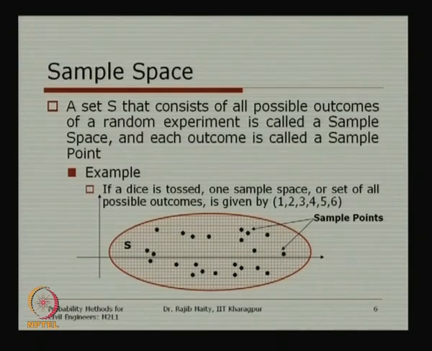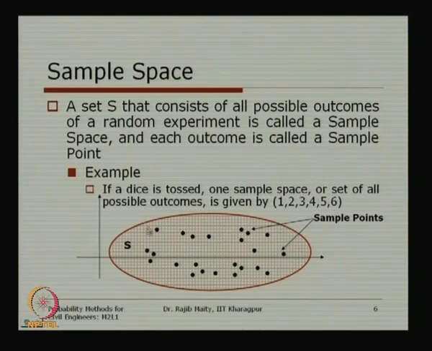First, one important terminology that we should understand clearly is sample space. A set, generally designated as a capital S, that consists of all possible outcomes of a random experiment is called a sample space, and each outcome is called a sample point. Example, if a dice is tossed, the sample space, or the set of all possible outcomes, is given by the numbers from 1 to 6.